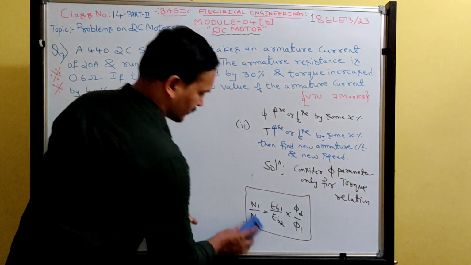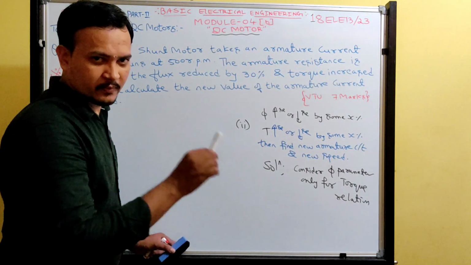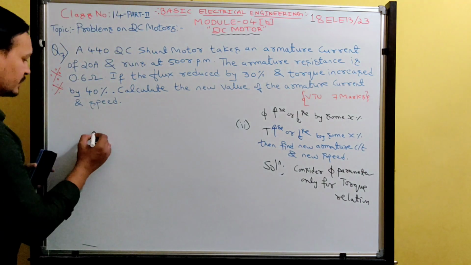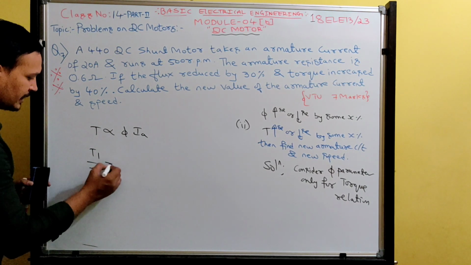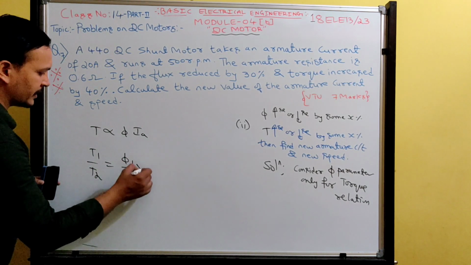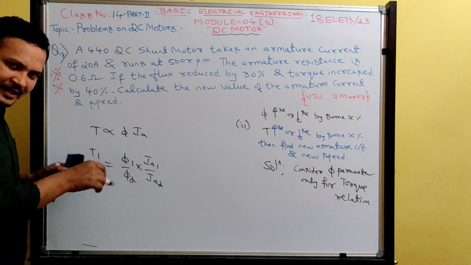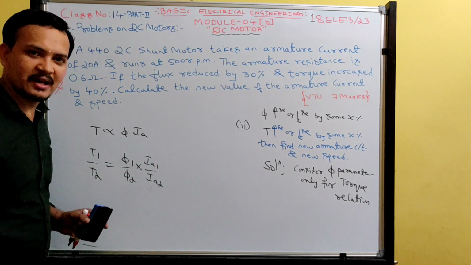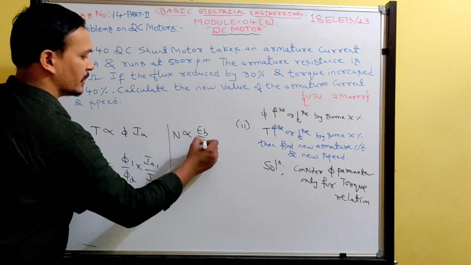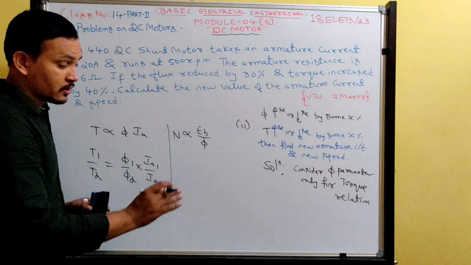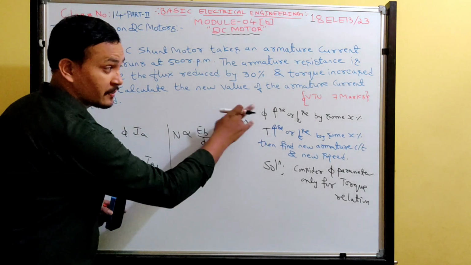Okay, now I am writing solutions for this. What is the solution? When both vary, flux you should consider only for torque relation. So what is the torque relation? Torque is proportional to phi Ia. Write two cases: T1 by T2 is equal to phi1 by phi2 into Ia1 by Ia2. So using this data, you can find new armature current. Then what about speed relation? N is proportional to Eb by phi. This is a relation, but you should not consider flux parameter in speed relation for such type of questions.